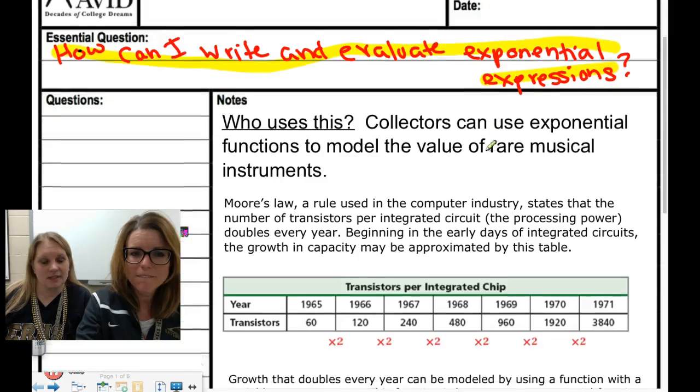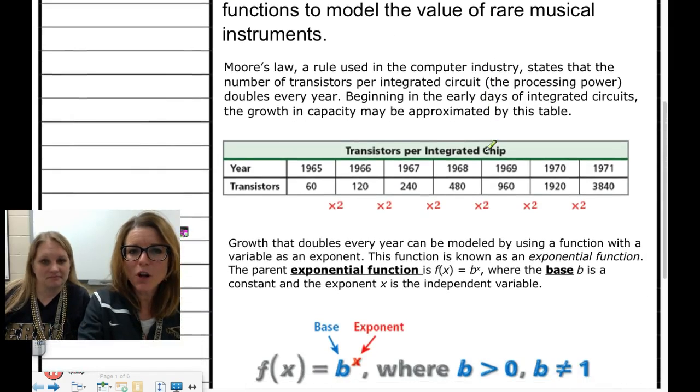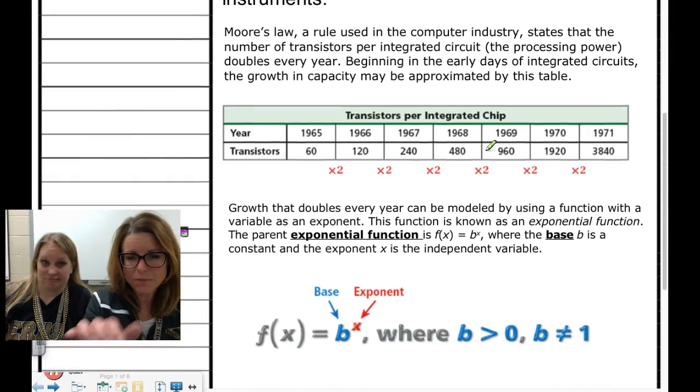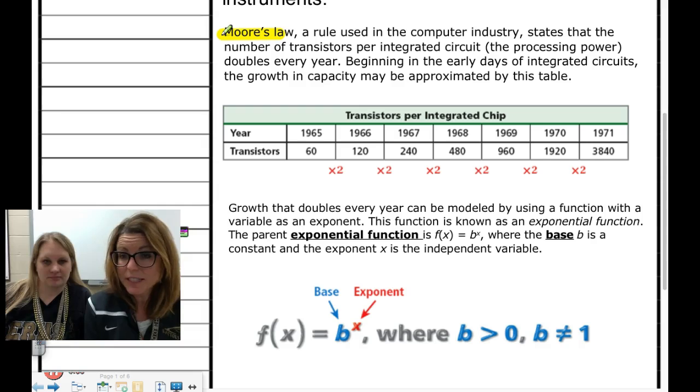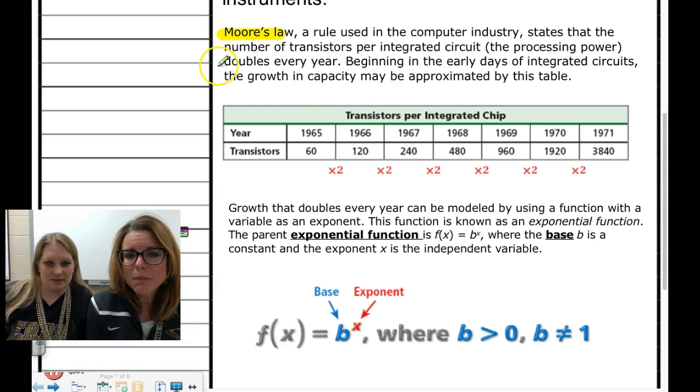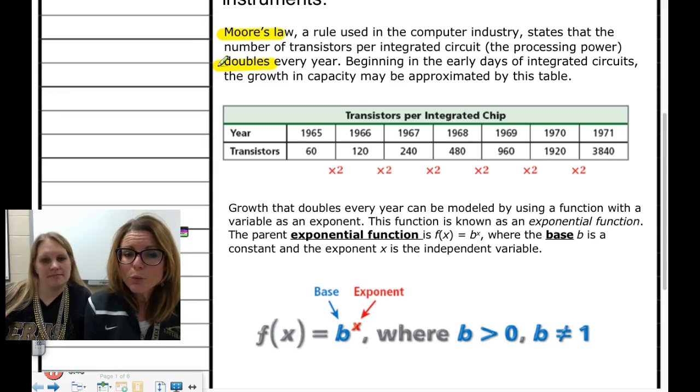Pretty cool, huh? Well, there's such a law. It's called Moore's Law. It's a rule used in the computer industry that states that the number of transistors per integrated circuit doubles. The key word here, that's why I wanted to read that, is double. So when growth doubles, it can be modeled using an exponential function, and that's the kind of function we're going to talk about today.